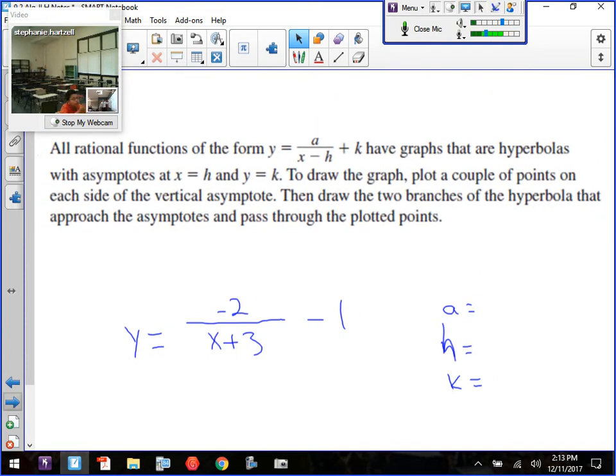We have this generic formula here. y equals a divided by x minus h, plus k. So what do you think the h and k stand for? Horizontal and vertical. Some sort of a shift there. Just kind of reminding you guys here.